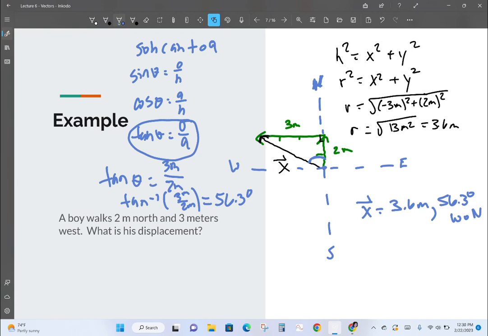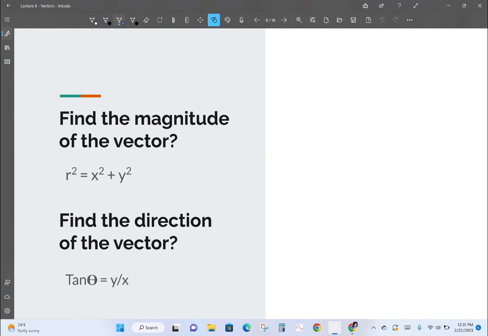Now that's one way to determine that. Another way to determine the direction is to give a polar heading, and we'll talk about that in a little bit. But you notice that it was a little more complicated than just adding 3 meters and 2 meters and assigning a positive and negative direction. Couldn't do that. I had to use trig, and I had to use Pythagorean theorem to add these vectors. So let's talk about vectors in a little more detail.